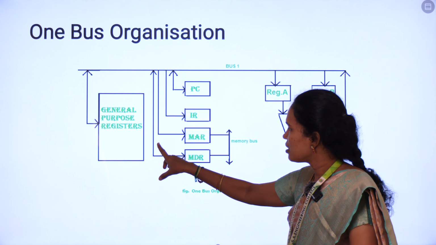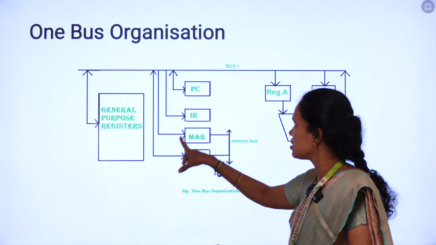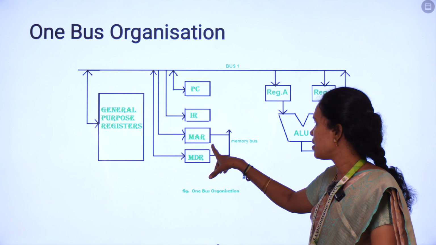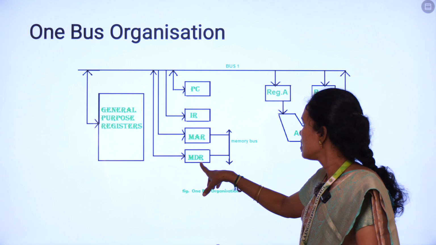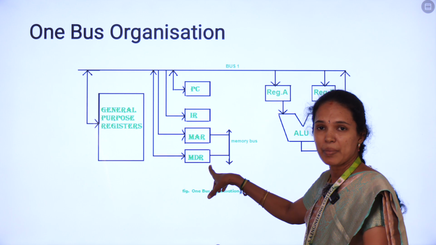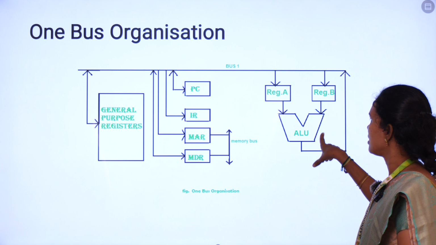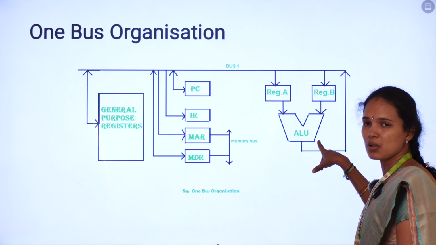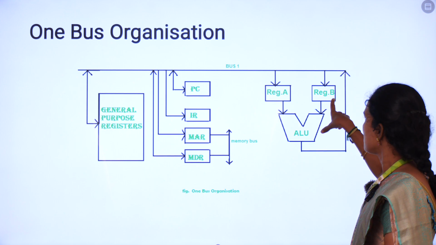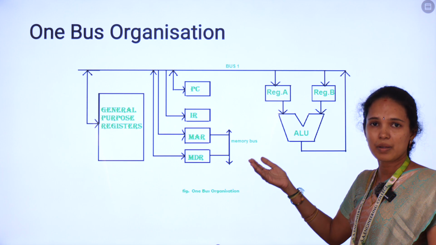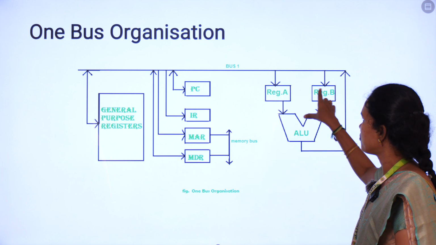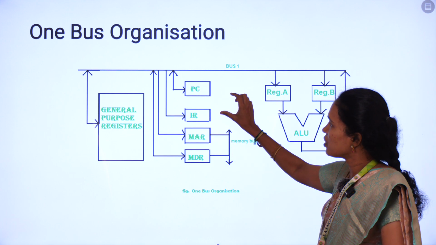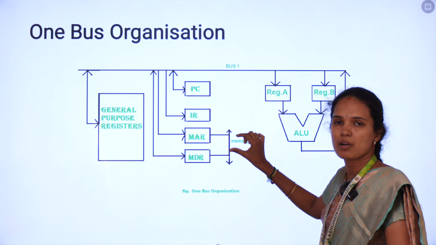If you see, there are so many registers. One is a general purpose register, PC is the program counter, IR is the instruction register, then MAR and MDR are the memory address register and memory data register, and you will have your ALU. Just now we have seen what the ALU is: the basic operations are performed in this arithmetic logic unit only. These are register A and register B. The input you get from the user will be stored and the operations performed here. So this is a basic diagram of how it is performing. We'll see each and every component in detail.